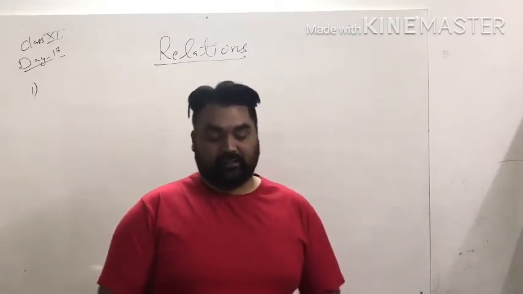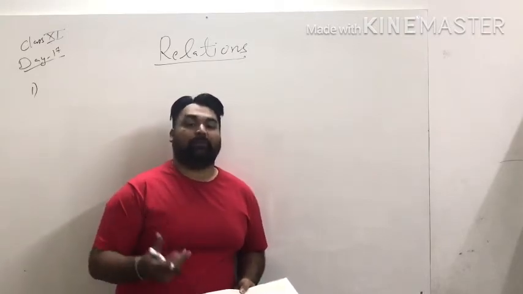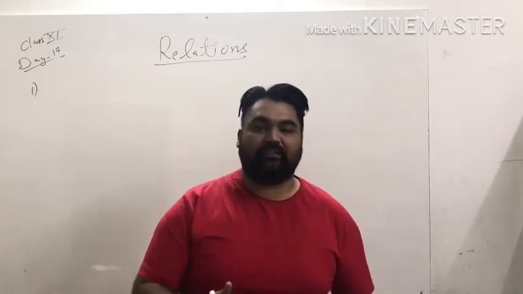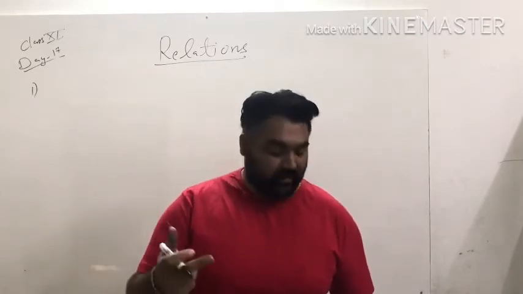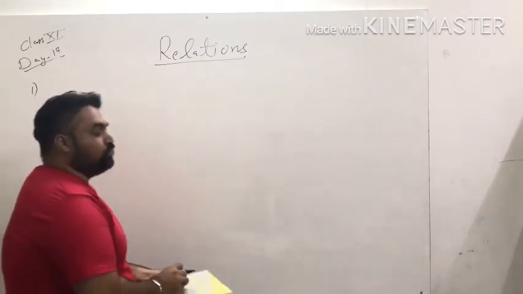As we discussed yesterday, the concept of ordered pairs. So what is an ordered pair? An ordered pair consists of two elements in a fixed order. And next we discuss the Cartesian product of two sets.